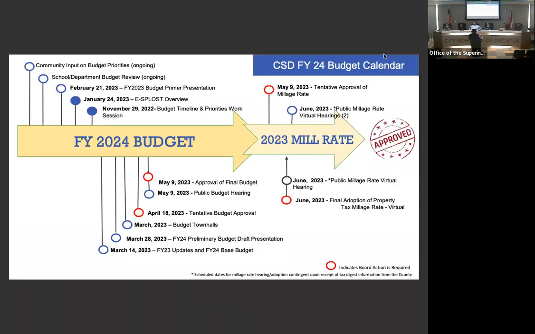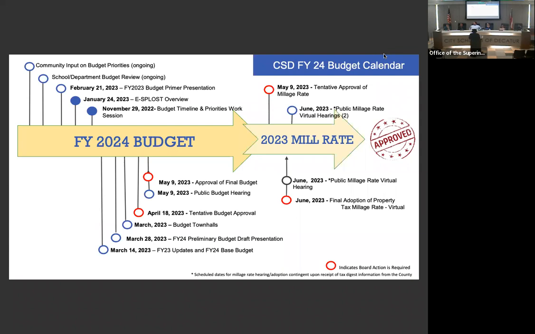This is your fiscal year 24 budget calendar. The first meeting was November's work session. We discussed the budget timeline and priorities. At January's work session, an overview of East Block 6 was presented to the board. Today, we will review the fiscal year 23 general fund budget primer.